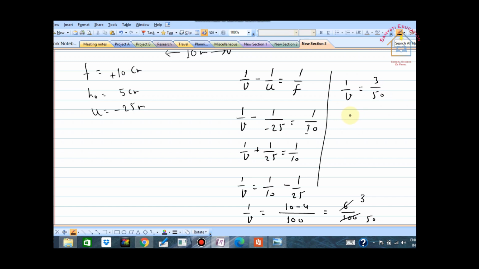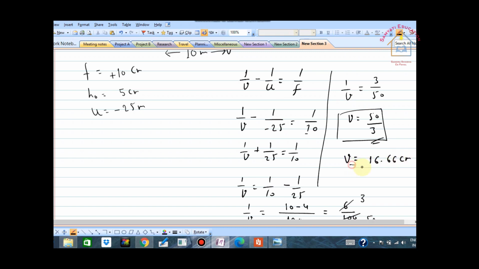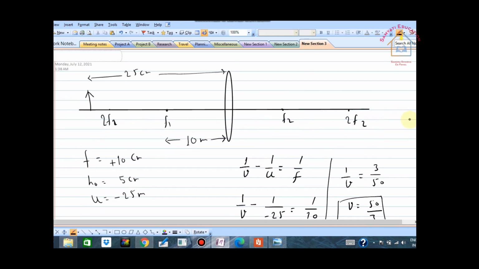We will take the reciprocal of this. v equal to 50 by 3. Here the answer will be 50 by 3. 50 by 3 is 16.66 centimeter. Then the distance of the image from the lens will be 16 point.